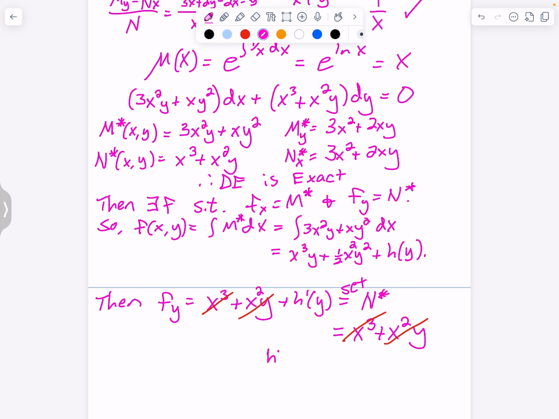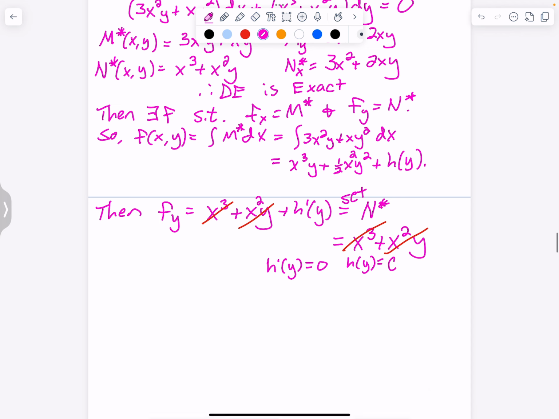This means h prime of y is equal to 0. That means h of y is equal to c. So I have enough information to write my answer. Here's my f. So x cubed y plus 1/2 x squared y squared equals c.